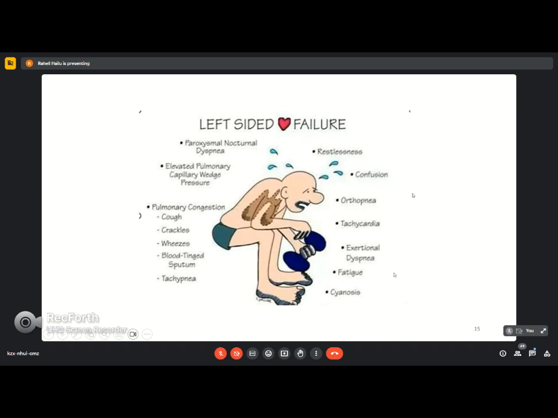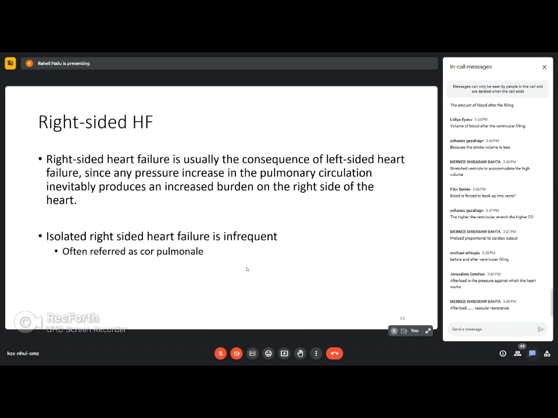Tachycardia is part of the compensatory mechanism. The heart rate is usually elevated. Exertional dyspnea, that means when there is a higher demand for oxygen, then the heart needs to work more, and that results in shortness of breath. That means more congestion and more shortness of breath. Fatigue, again, has to do with the hypoxia and with the reduced capillary perfusion of the peripheral tissues. Cyanosis is also due to that.